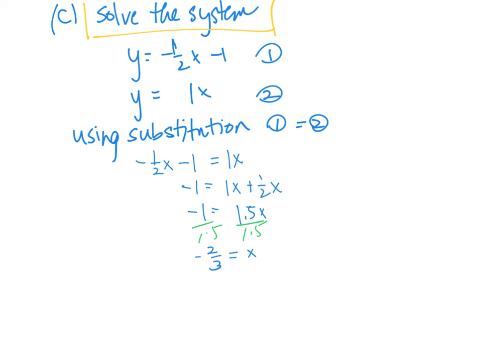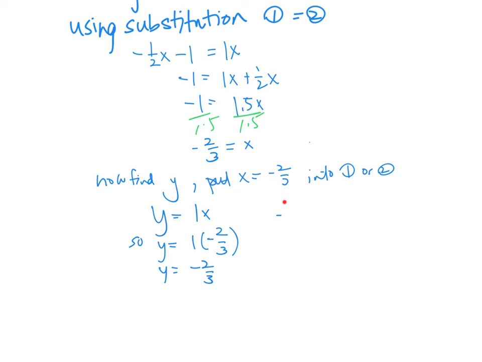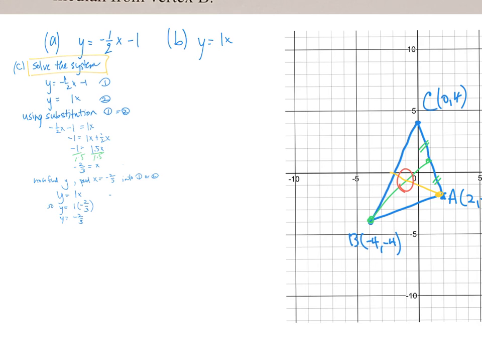Using substitution, because they're both in y equals form, it made the most sense to me. So -1/2 x minus 1 equals 1x. Solving that, I end up with x equals -2/3. Again, I need an x and a y in order to solve a system, so I now need to find y. Okay, so I put x equals -2/3 into the second equation, 1x, and I got y equals the same thing as x.